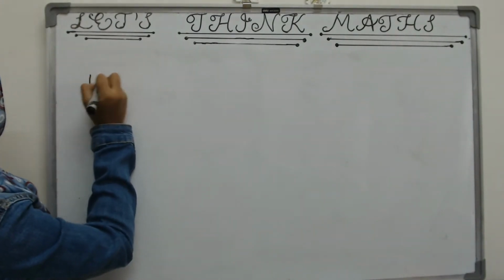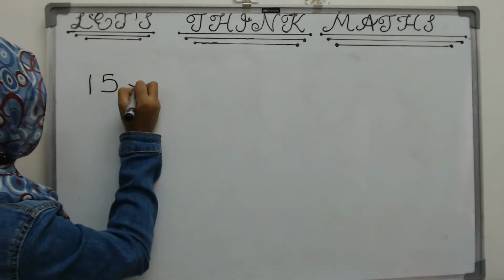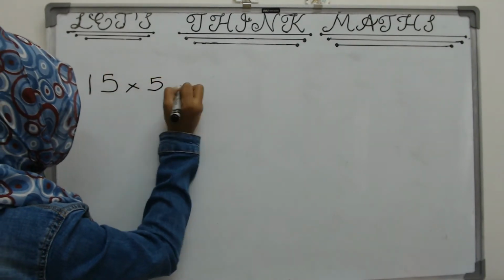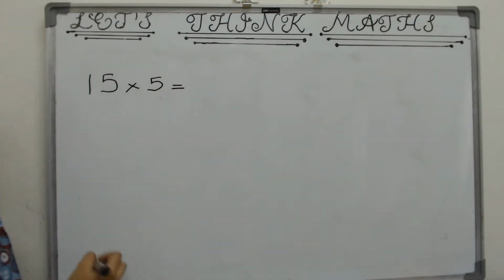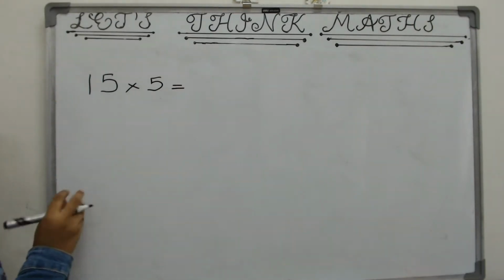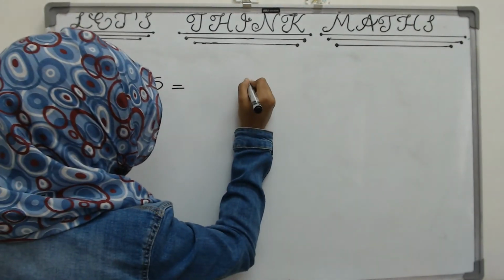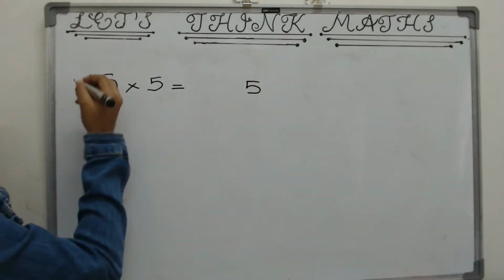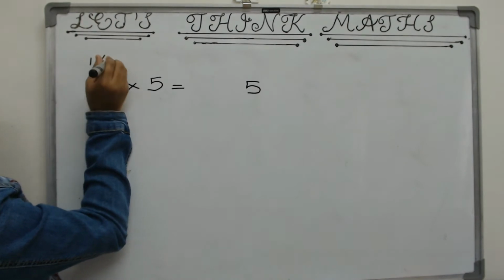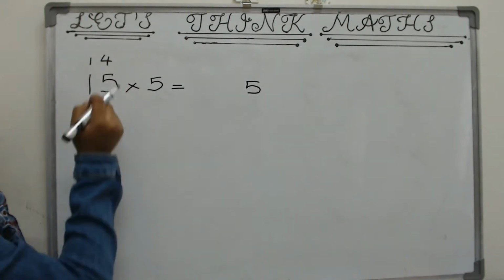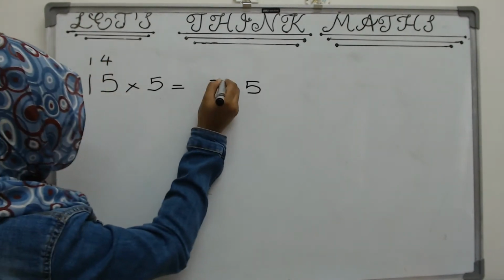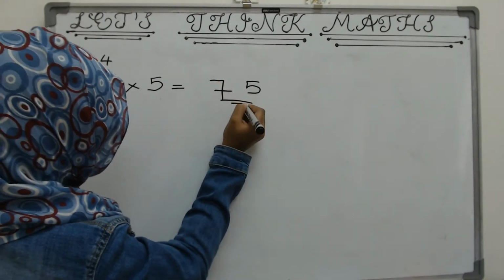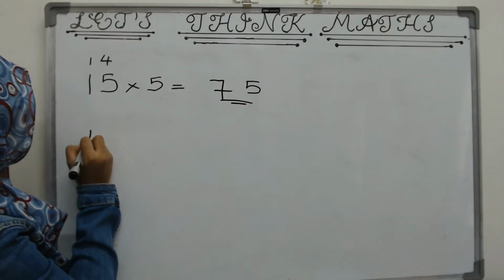Consider 15. When we multiply 5 with any odd number, the last digit will be 5. For the preceding digits, we will take the predecessor of 15, which is 14. 14 is even, so we divide by 2, which is 7. This is your answer. Now let us move on to another number.